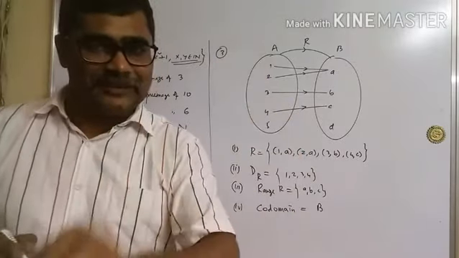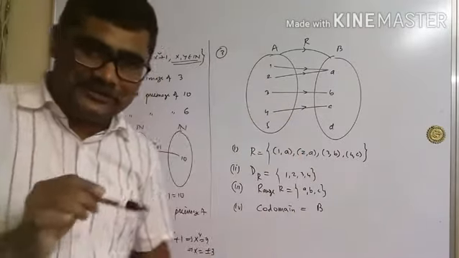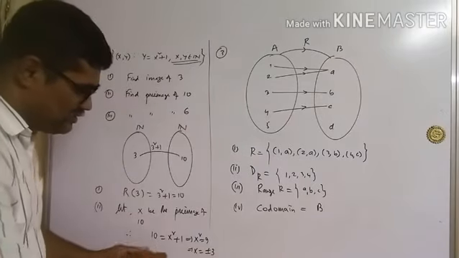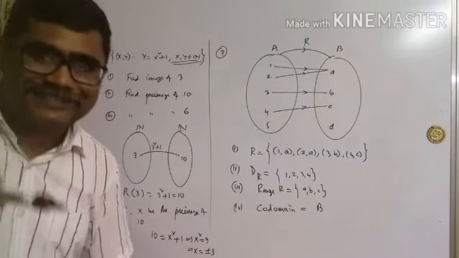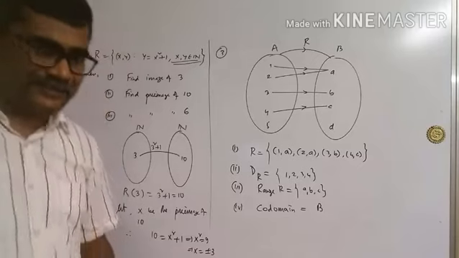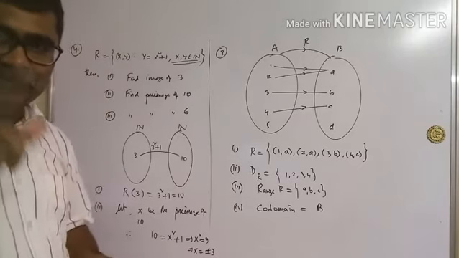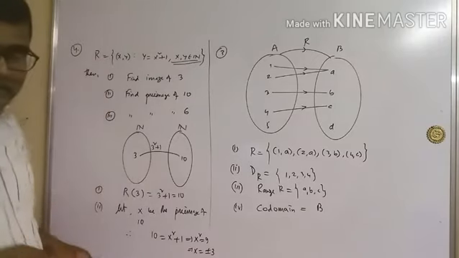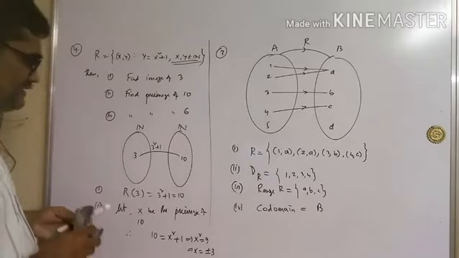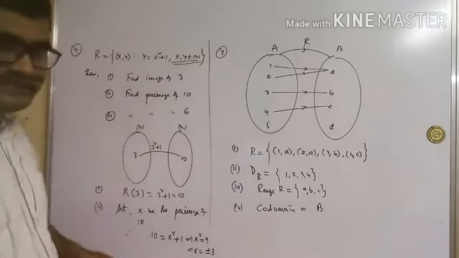Did you get me? So the pre-image of 10 will be plus 3, right? Positive 3, not negative 3. Done? And now next, the last part, that is the pre-image of 6, in a similar way, right?